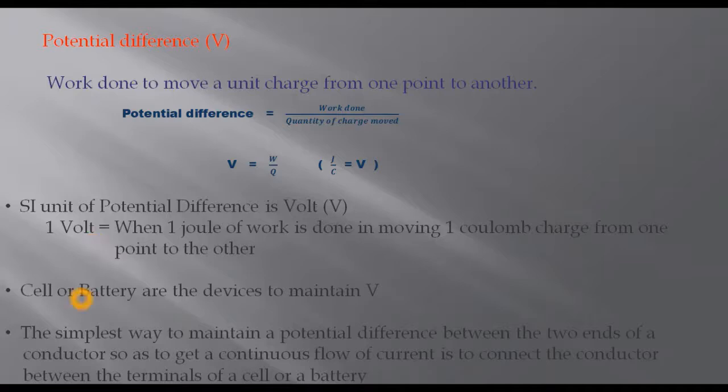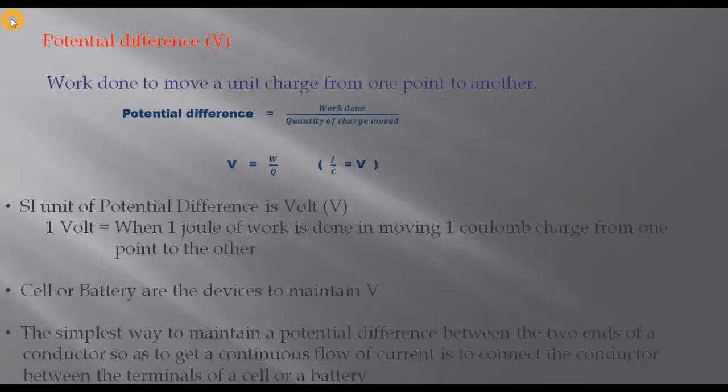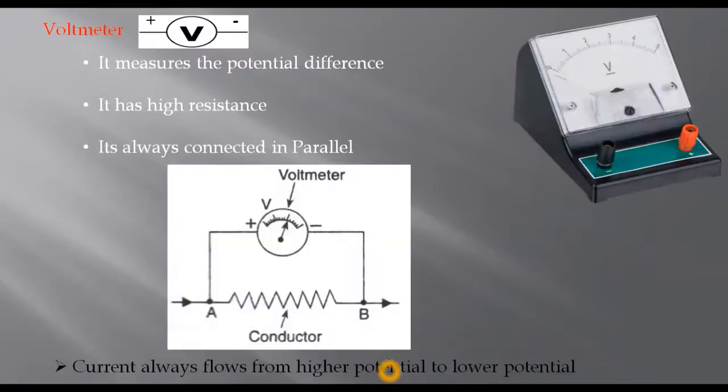So basically these are cells or batteries that maintain the potential difference. As I told you earlier also, the simplest way to maintain a potential difference between the ends of a conductor is to connect them with a cell or a battery, because when you connect them with a cell or battery, that cell or battery maintains the potential difference, and because of that potential difference, flow of current takes place. That means electric current is produced. So you have to maintain the potential difference, and that is maintained by a cell, or you can say by a battery.